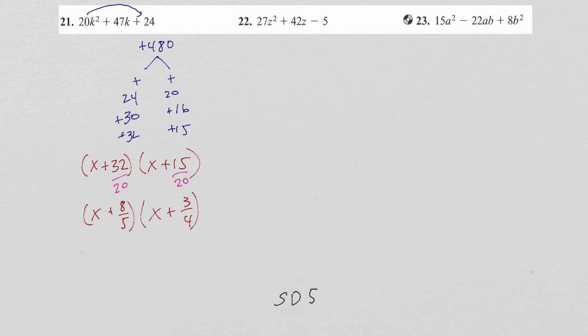Okay, so that's the divide part and the reduce. Now we're going to slide. And I'll take the denominator and slide it back, if there is a denominator. And we'll end up with 5x plus 8 times 4x plus 3.